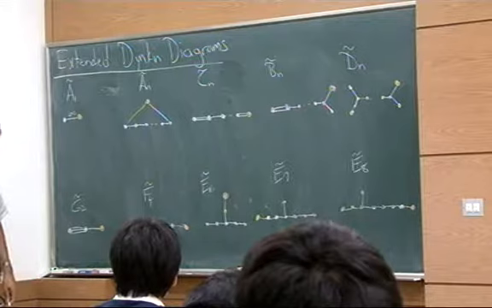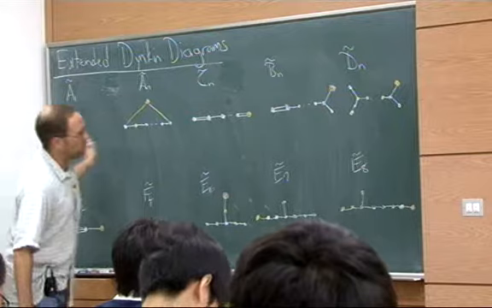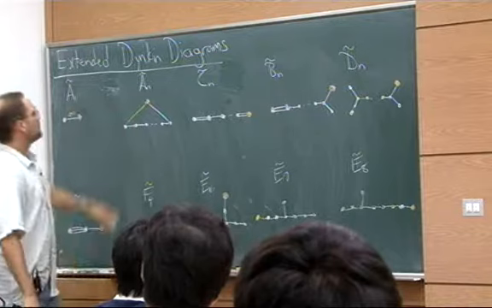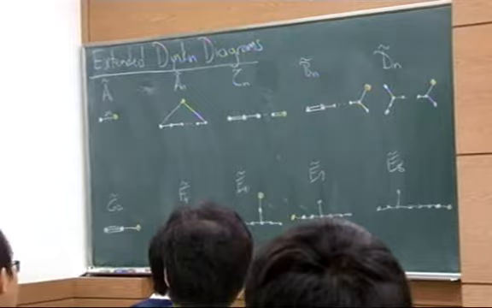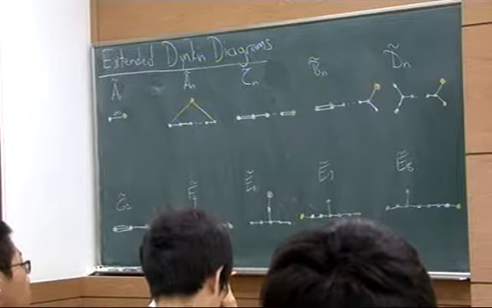Dynkin is a Russian mathematician. He immigrated to the U.S. He's a professor at Cornell. He's actually still alive, and he's one of the first people that focused on these kinds of diagrams, and so they're named after him. They're called Dynkin diagrams. The ones for the finite, the spherical Coxeter groups, those are Dynkin diagrams. The ones for the Euclidean Coxeter groups are extended Dynkin diagrams because they have the one extra vertex. Okay.